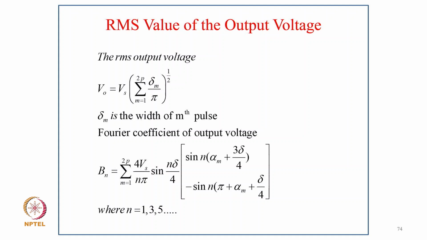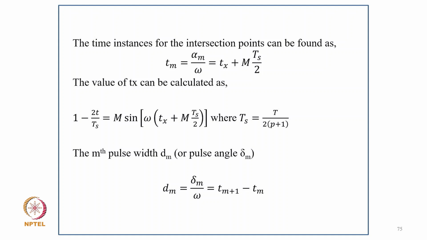Here n equals 1, 3, 5, and the time instances for the intersection points can be found out. Tm equals alpha m by omega, that is equal to tx plus m Ts by 2, and the value of tx can be calculated from 1 minus 2 t upon Ts equal to m sin(omega(tx plus m Ts by 2)), where Ts equals T upon 2(p plus 1). The mth pulse width dm, or pulse angle delta m, equals delta m by omega, that is t(m plus 1) minus tm.